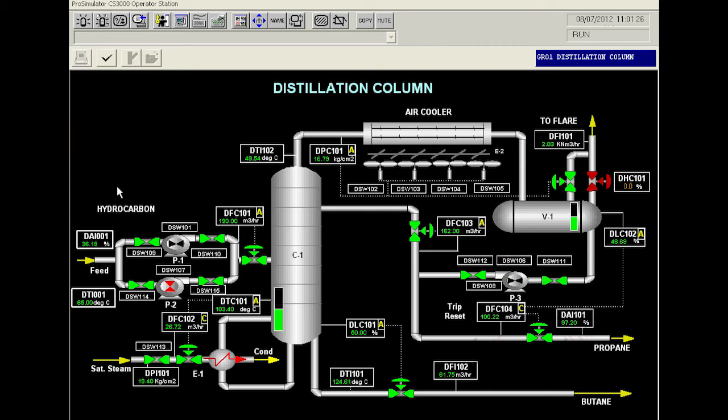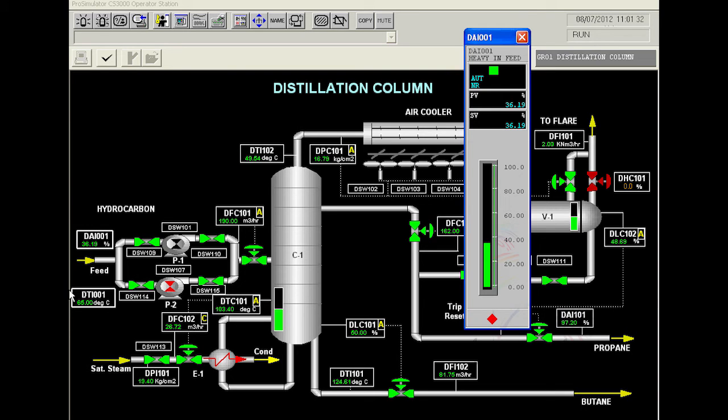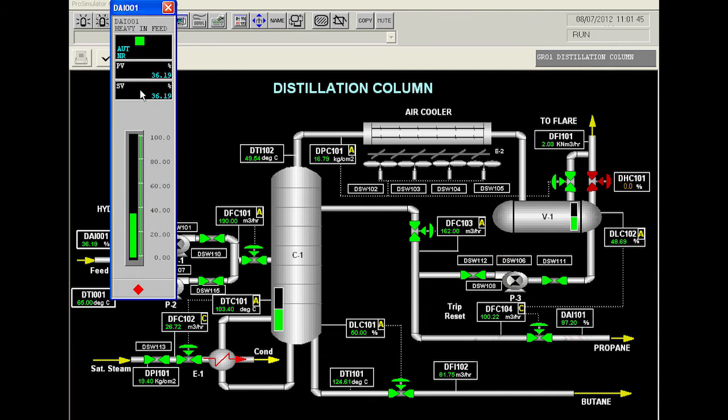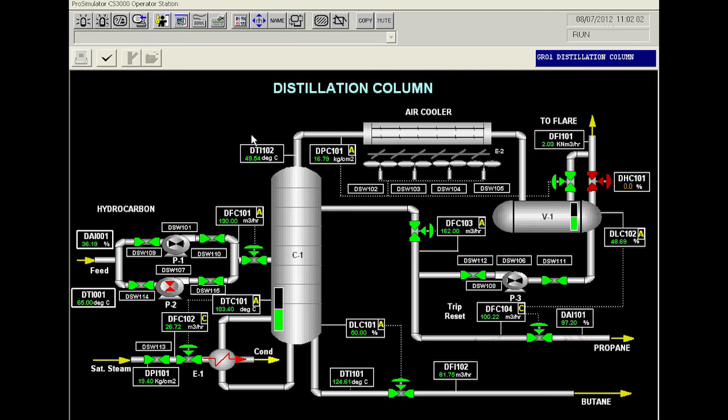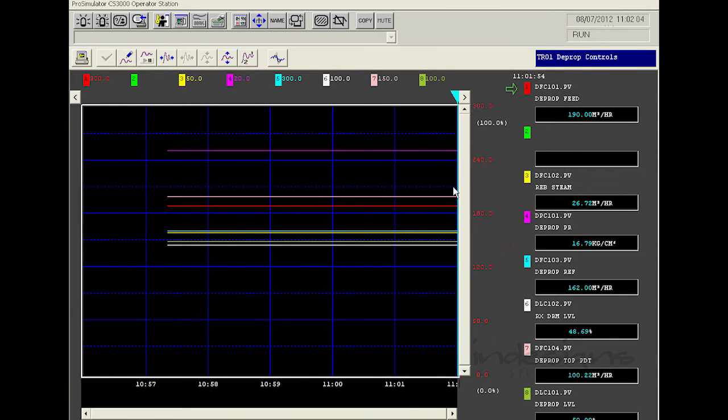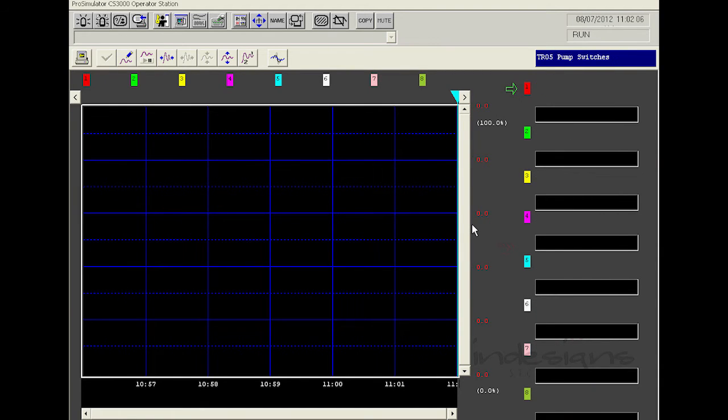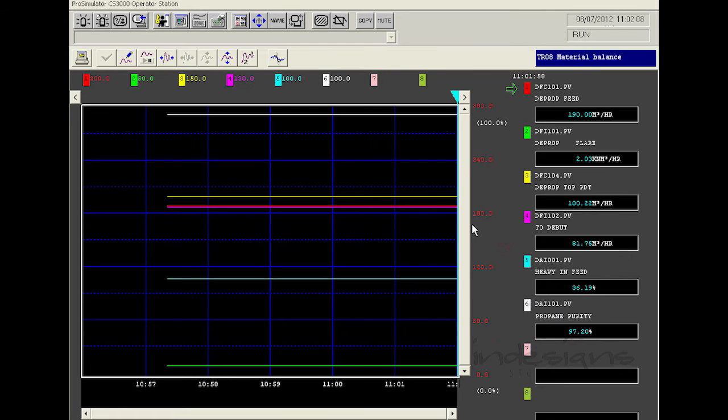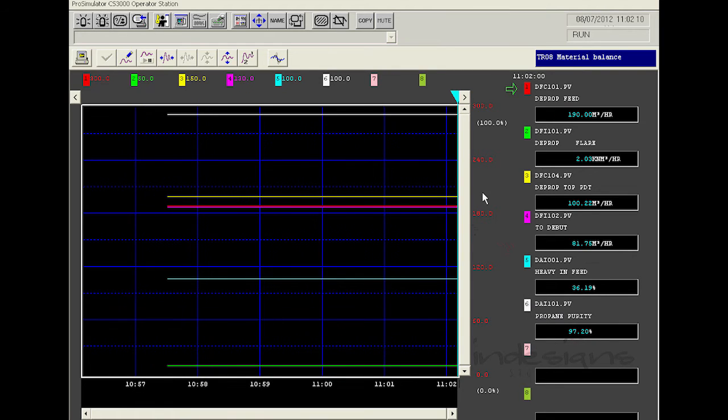The feed right now consists of 36.19% of heavy and balance 63.81% light component. The heavy content percentage can be set by the operator. Let us give a set point of 20%. Before that, let us go to the trend page and trend the required parameters for monitoring purpose.